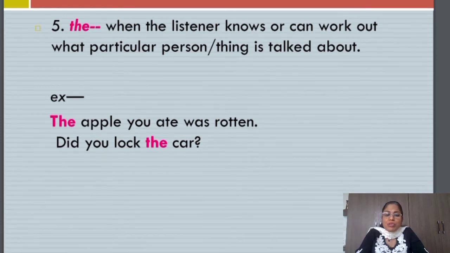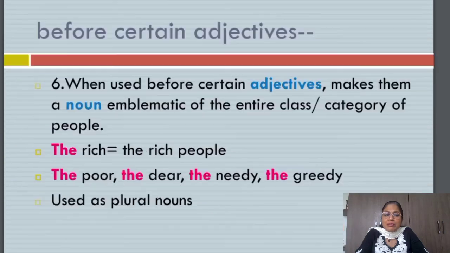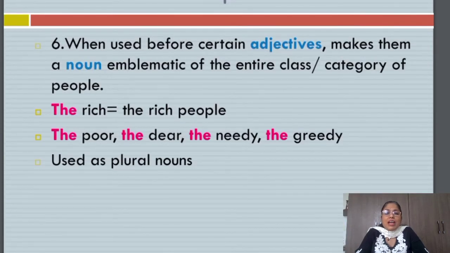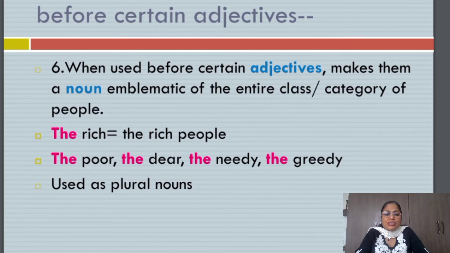The car which belongs to us, and not any random car. The can be used before certain adjectives. Let us have a look. When used before certain adjectives, the article the makes them a noun which symbolizes the entire class or category of people.